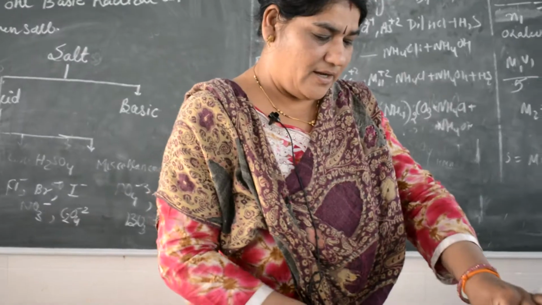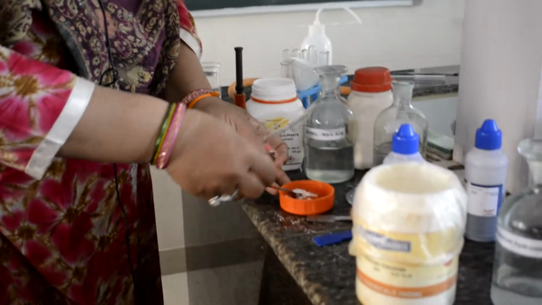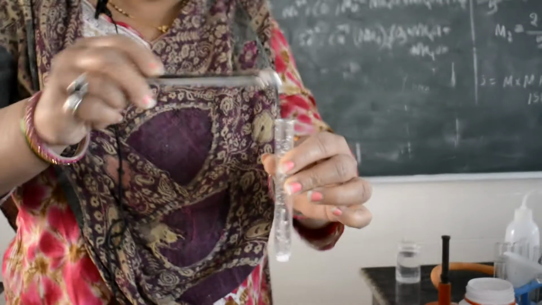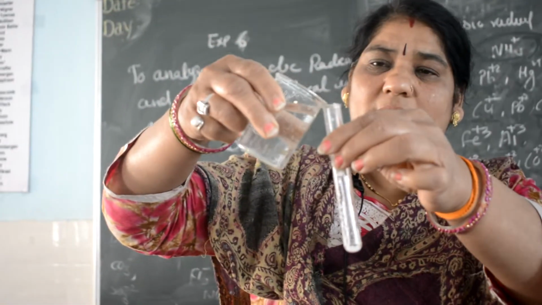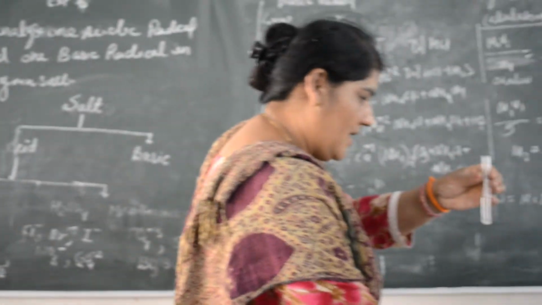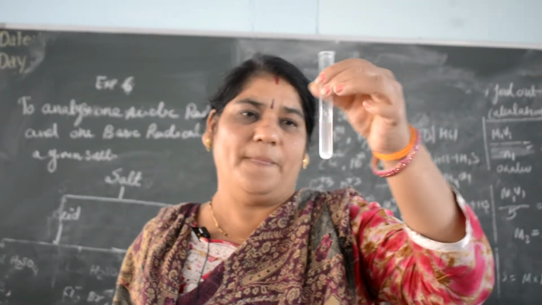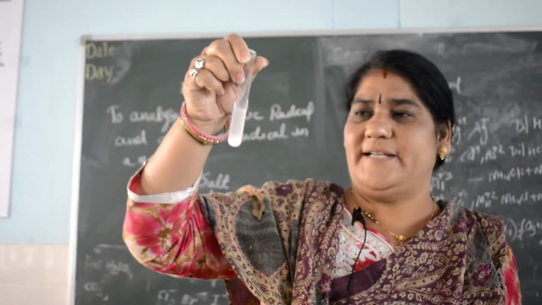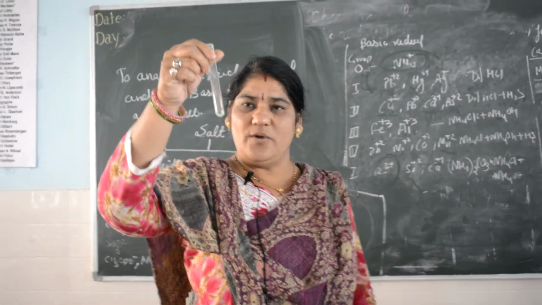Now take another test tube. Again we take a small quantity of the salt and add water, and make a homogeneous solution. It should be a transparent homogeneous solution, which means all the ions get separated. This is called the original solution.